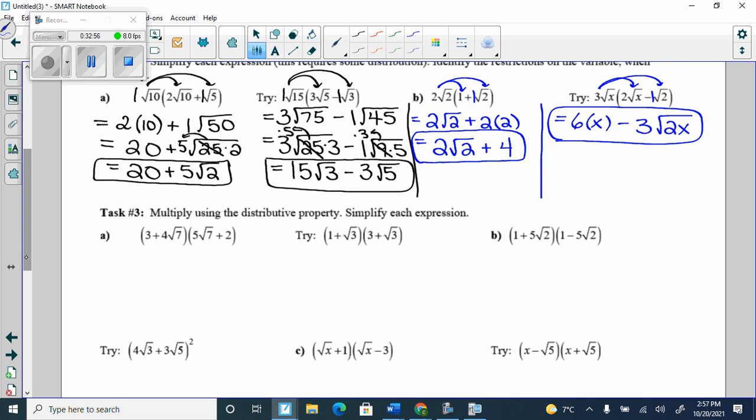Oh, we have a binomial times a binomial. Yes? Yes, you do. Thank you. You need x is greater than or equal to 0 because there's an x under the radical.